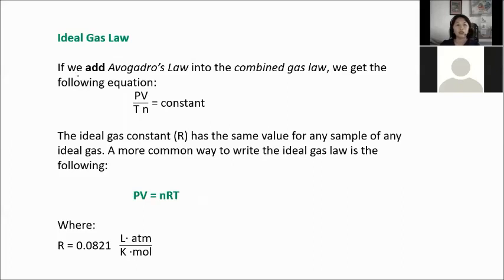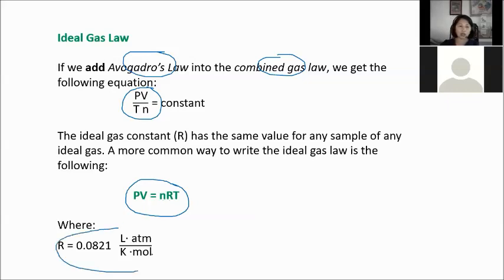So if we add Avogadro's law into the combined gas law, we could create this ratio: P times V over T over N is constant. Okay, so this is now the ideal gas law equation. PV is equal to nRT, where P is pressure, V is volume, n is number of moles, R is a constant equal to 0.0821 liter atmosphere over Kelvin mole, and T is temperature.